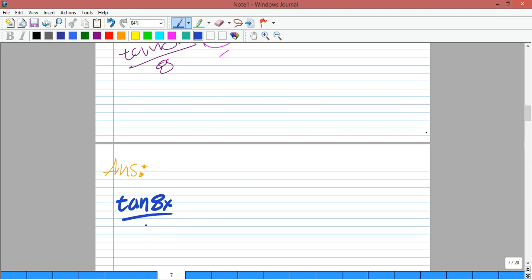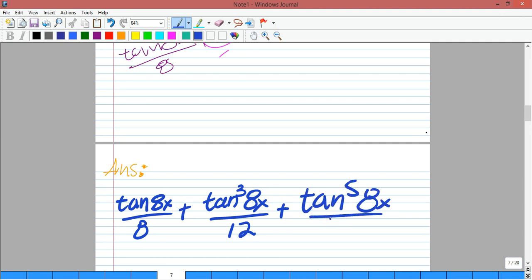The final answer will be tangent 8x, all of which is over 8, plus tangent cubed of the quantity 8x, all of which is over 12, plus tangent to the 5th power of 8x, all of which is over 40, plus c. And that will be the final and correct answer.